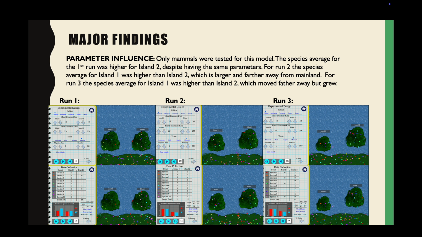So for run 1, the species average was higher on island 2 than on island 1, even though they had the same parameters. For run 2, the species average on island 1 was higher than island 2, which was larger and farther away. For run 3, the species average on island 1 was higher than island 2, which moved farther away but grew larger in size.